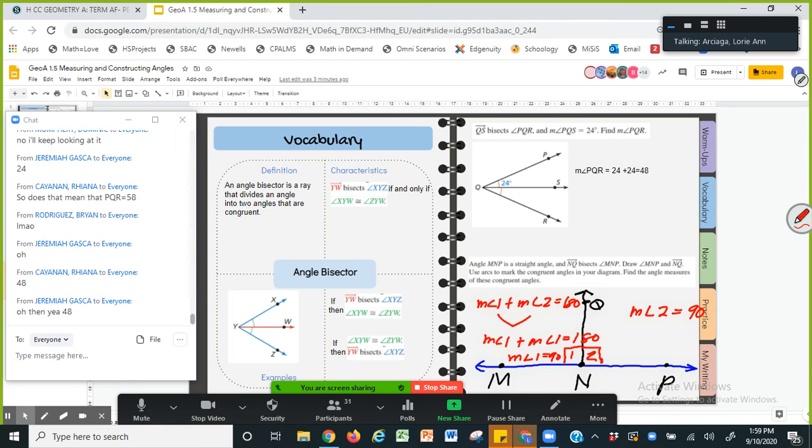Now, similarly, you can also write x plus x is equal to 180. So if this is x, that is also x, then you get 2x is 180. So that makes x equal to 90 degrees. So whichever equation you are more comfortable using, you can write that.